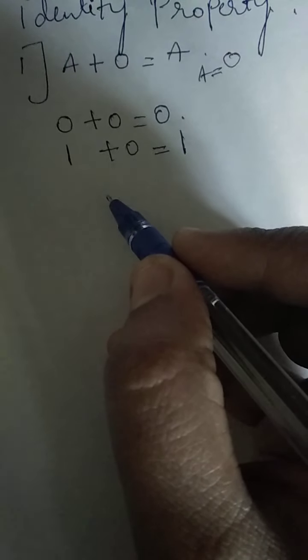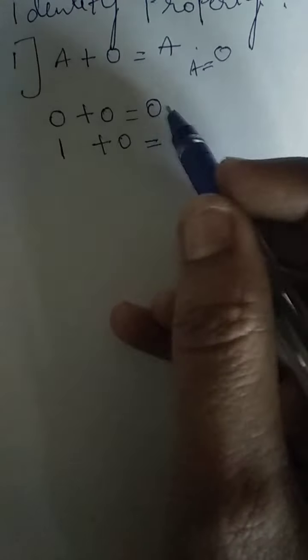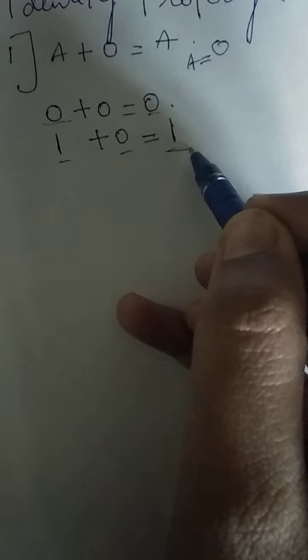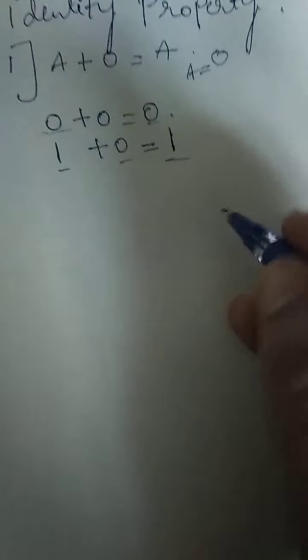Then a is 0, so 0 plus 0 will be 0. Then the a value will be 1. 1 plus 0 will be 1. So the above expression is proved. That is a plus 0 gives a. 0 plus 0 gives 0. A value is 1, 1 plus 0 gives the value of 1. So the above expression is proved.